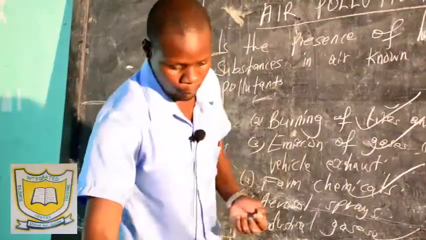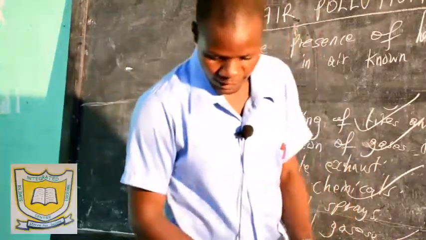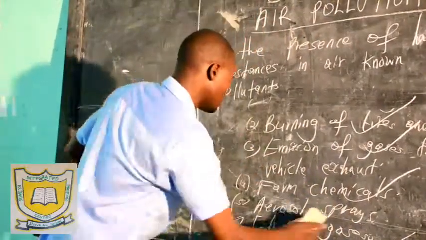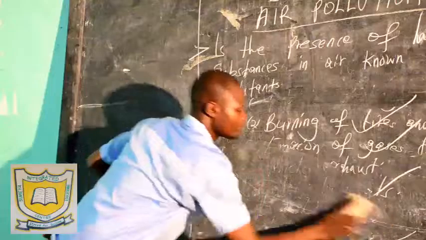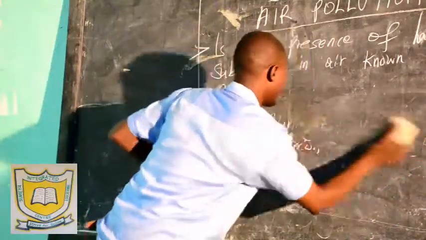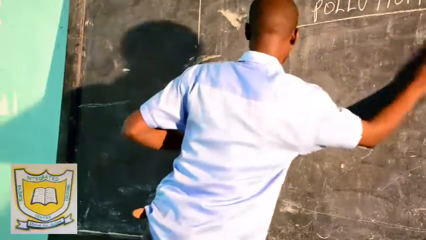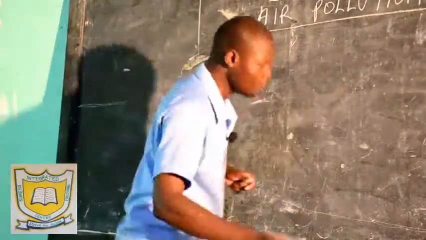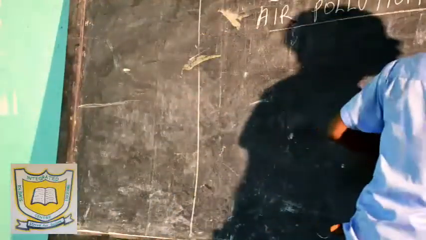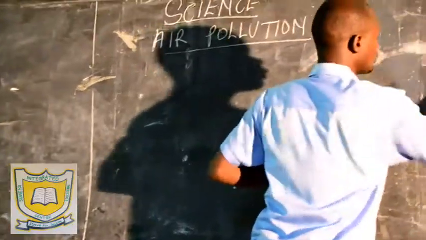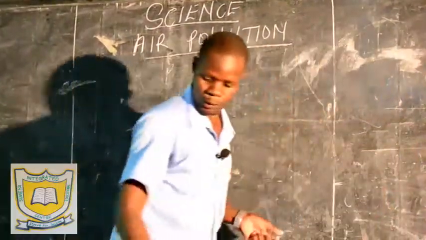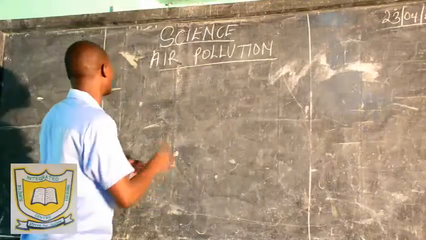Now I move to effects of air pollution on animals. How can polluted air affect the animals? We have so many types of animals. How can the polluted air affect the animals?